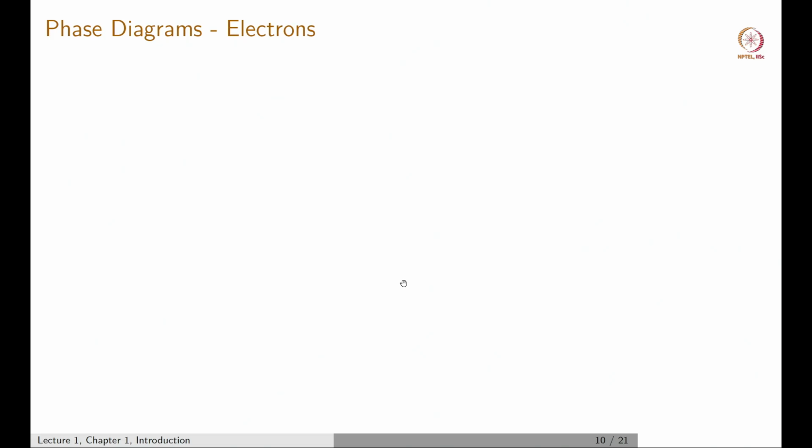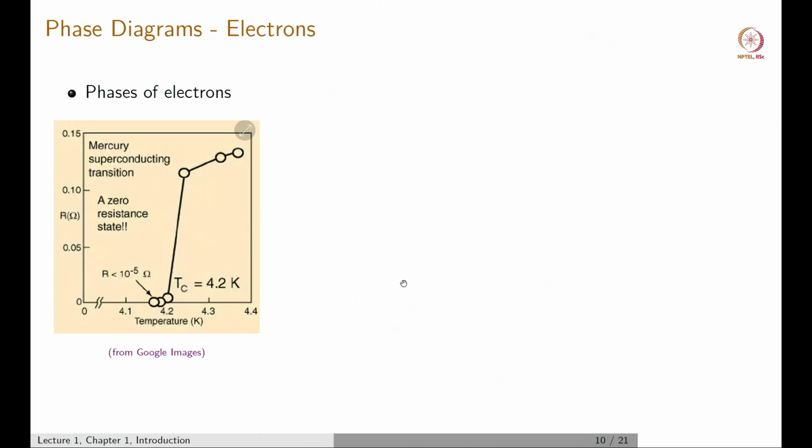Okay, so I started with atoms and small molecules and then moved to bigger molecules, and now I'm going the other way. I'm going to things that are smaller. I'm going to have a large number of electrons that are going to interact with each other, and I'm going to ask if they can form distinct phases. So phases of electrons. Perhaps the most spectacular phase of electrons is the superconducting phase.